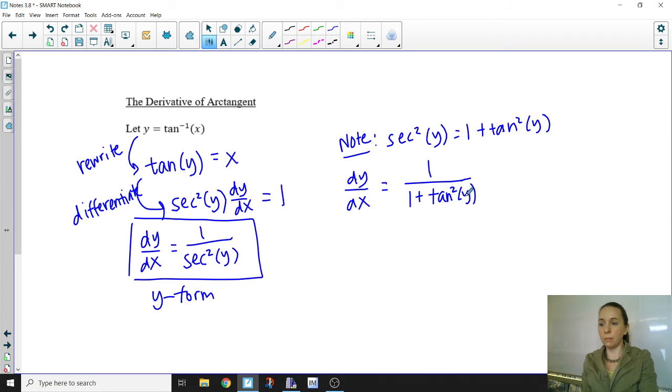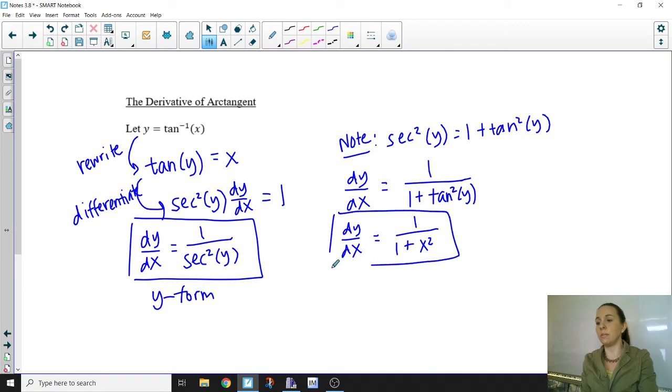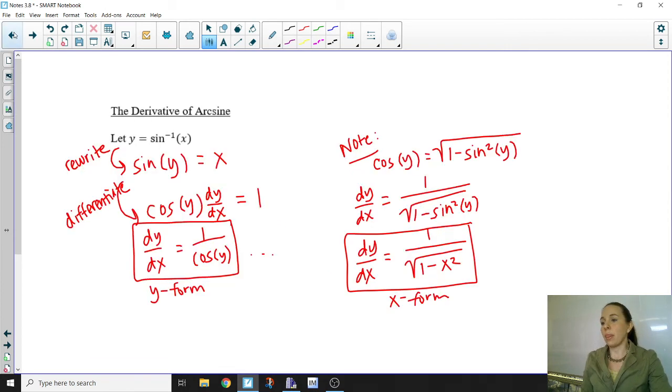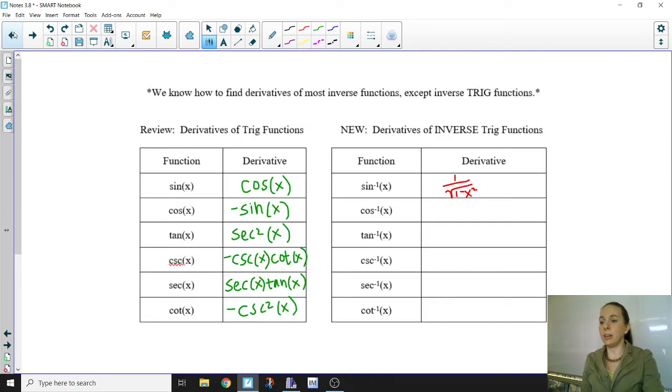That's still y form. Let's move to x form now, because we have this equation right here that says tangent of y, you can change that to x. That's what that equation says. It says, oh, hey, look at this. Tangent squared of y, you can change to x squared. And there's the derivative of the inverse tangent of x in x form. Whew, we got another one done. So I'm going to write that one in right here: 1 over 1 plus x squared.